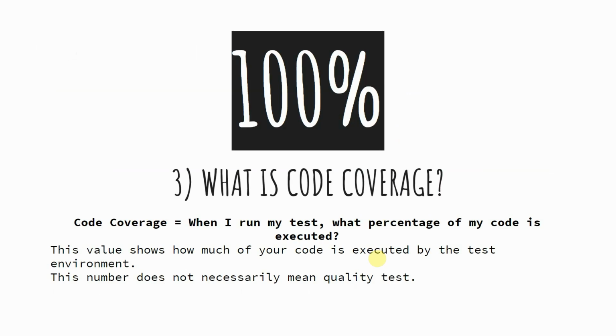So now you've written your test. How do you have confidence in your test? There's something called code coverage. I'm going to be talking about different terms used in the whole testing environment in this video. What code coverage simply means is, when I run my test, what percentage of my code is executed? This value shows how much of your code is executed by the test environment. This number does not necessarily mean a quality test.